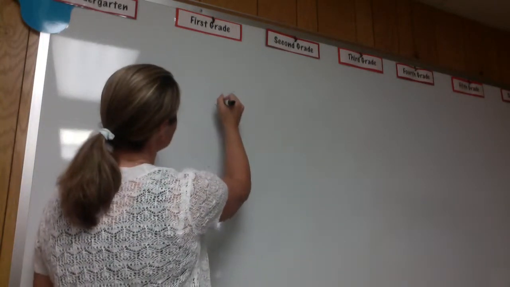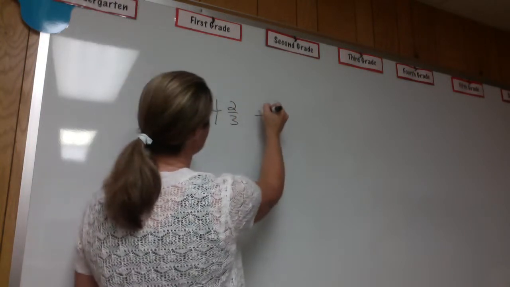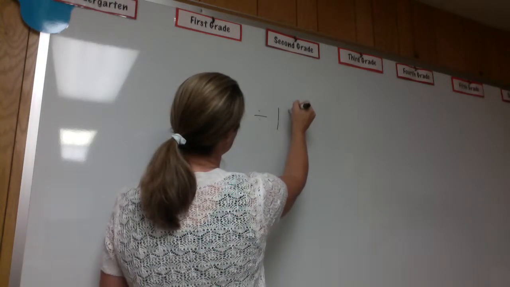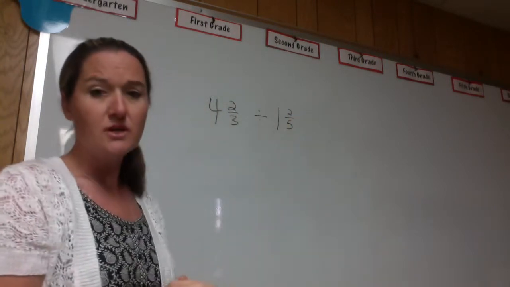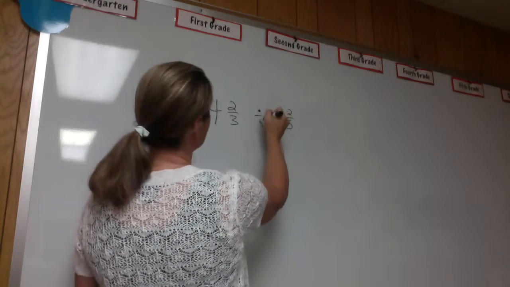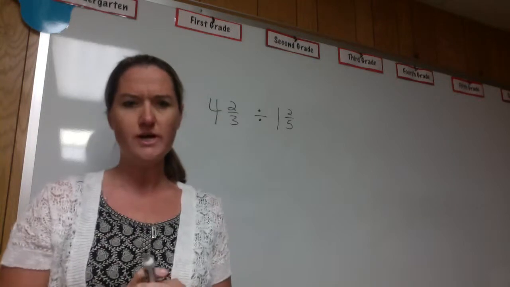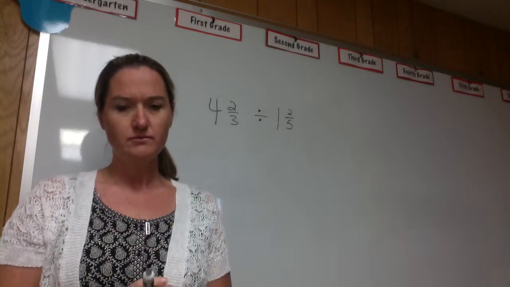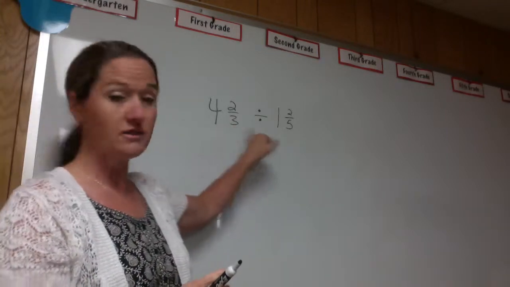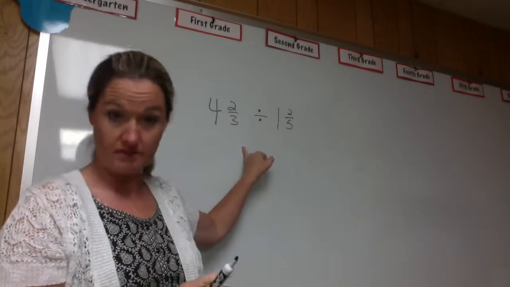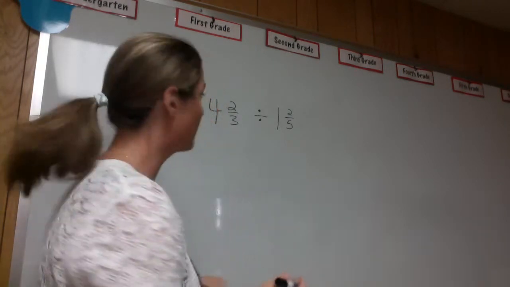That would be like 4 2/3 divided by 1 2/5. If you recall back to when you were multiplying with mixed numbers, what was the first step we had to do? I'm hoping you're telling me that you needed to convert these into improper fractions. Yes, and that is the case. And it's the same thing with division. We need to convert them into improper fractions.